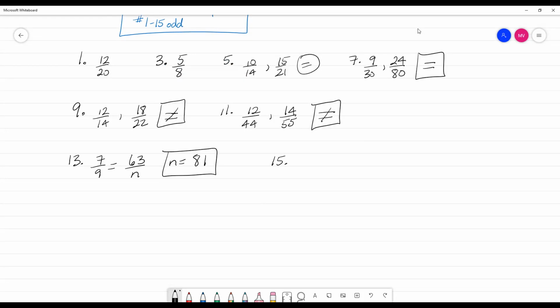Did I just do the wrong one? That was 13. No, I did the right one. Okay. I lost myself there. 16 over 32 equals 1 over what? 2. Yep. So n equals 2.